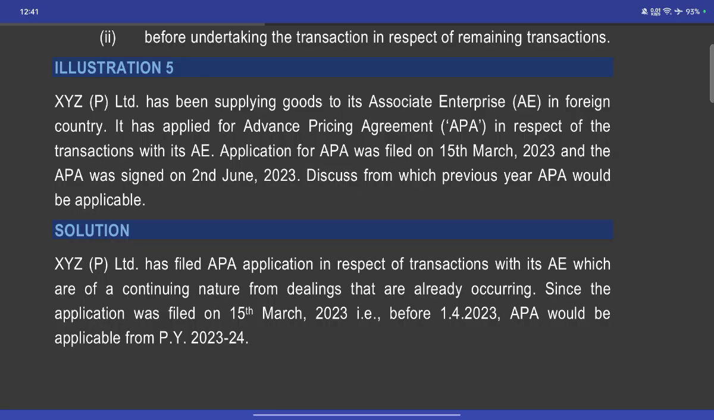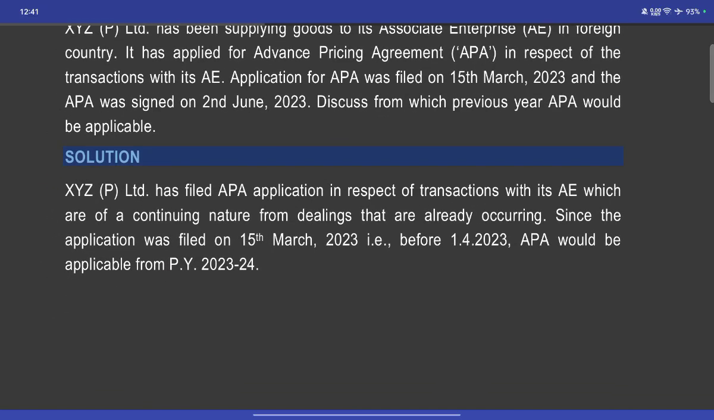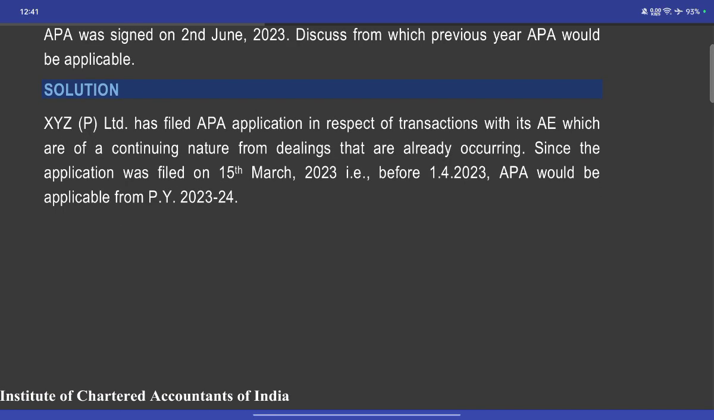Example: XYZ Private Limited is supplying goods to associate enterprises in a foreign country. It applies for an advance pricing agreement in respect of the transaction, with an assessment officer. The application for the advance pricing agreement is filed on 15th March 2023 and the APA is signed on 2nd June. For which previous year will it be offered? So XYZ has filed an advance pricing application in respect of a transaction with the associate enterprise of a continuing nature, dealing with that already occurred. Since the application is filed on 15th March, before 1st April 2023, the APA would be applicable for the previous year 23-24.